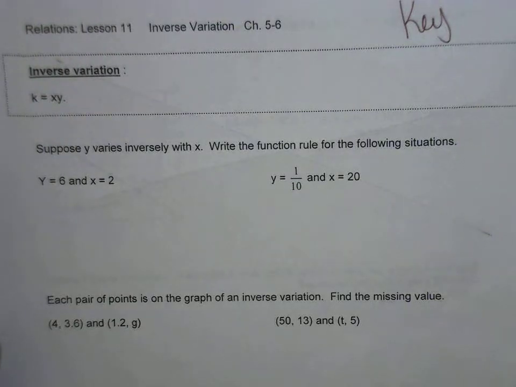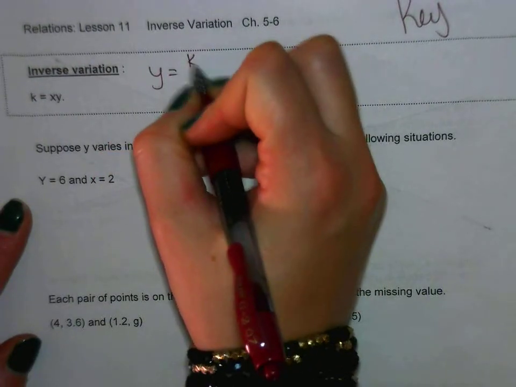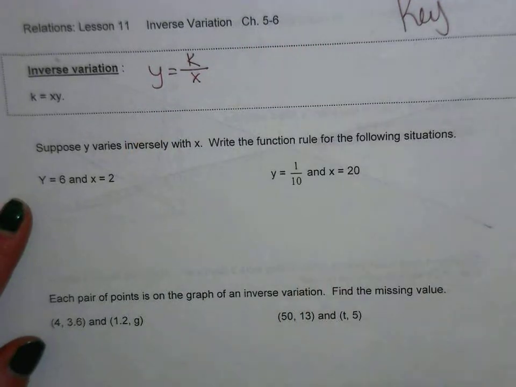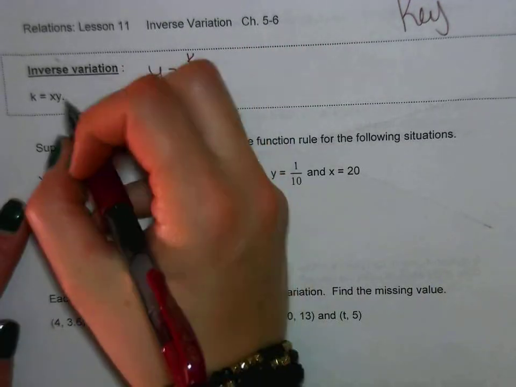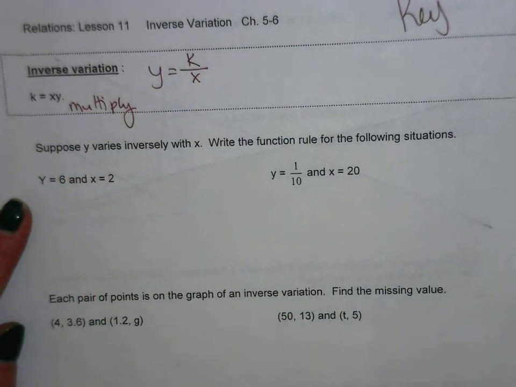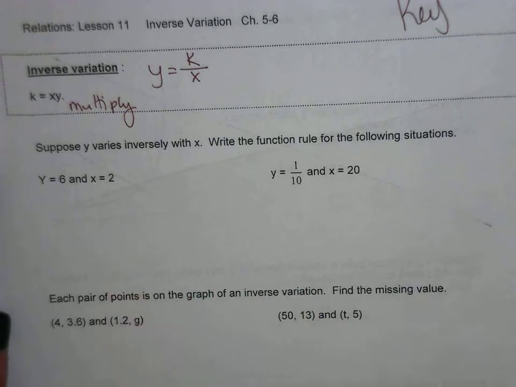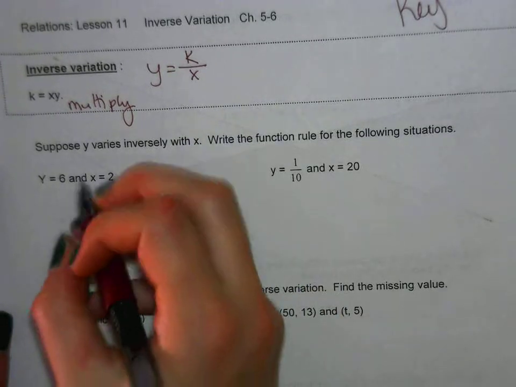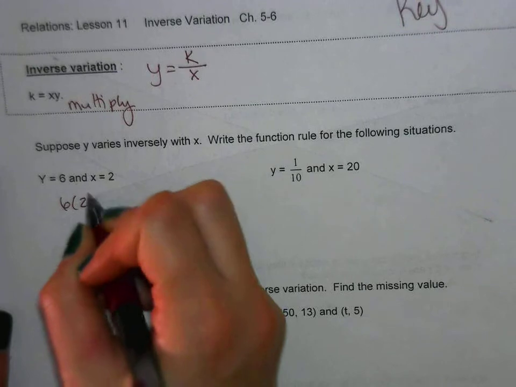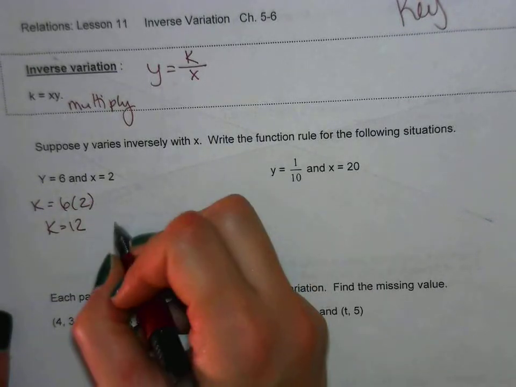Inverse variation. An inverse variation is y equals our constant divided by x. So to find our constant for inverse, we multiply our x and our y. So let's find and write the function rule for the following situation where they vary inversely. So if we do 6 times 2, our constant's going to equal 12. So our inverse variation is y equals 12 divided by x.